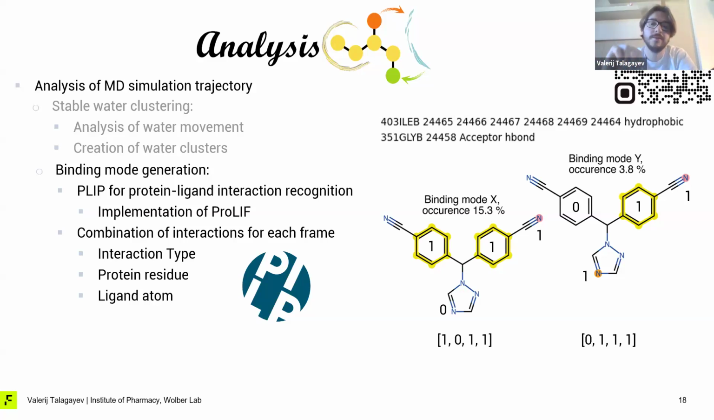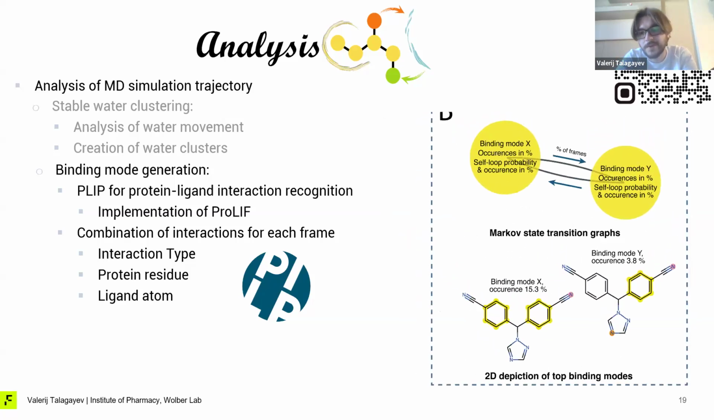We then calculate these fingerprints, the combination of interactions, and we check how often this combination of interactions appears during the MD simulation. And here, for example, we see that binding mode X appeared in 15.3% of the frames that we analyzed, while binding mode Y appeared in 3.8% of the MD simulation frames, so that we see how often those appear during the MD simulation.